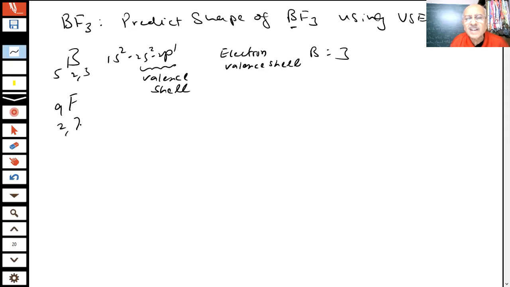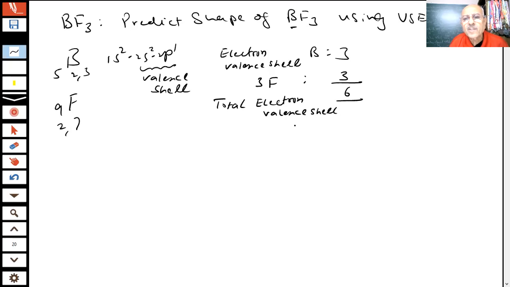It needs only 1 electron. How many fluorines are there? 3. So 3 fluorines will share how many electrons with boron, the central atom? Each fluorine will share 1 electron, so that 7 plus 1 becomes 8. 3 fluorines will share 3 electrons. Total electrons in the valence shell of boron, the central atom.